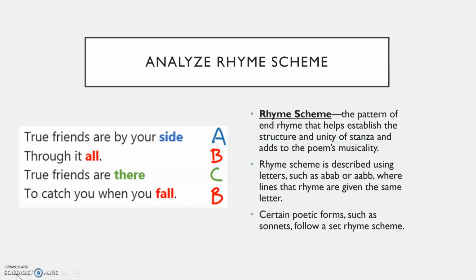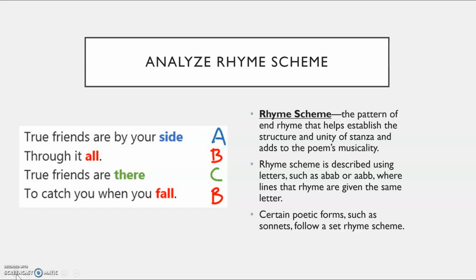So in this example: True friends are by your side through it all. True friends are there to catch you when you fall. Side would be marked with A, and nothing else rhymes with that, so it's the only A. All and fall in lines 2 and 4 rhyme, so we mark the end of both lines with B.